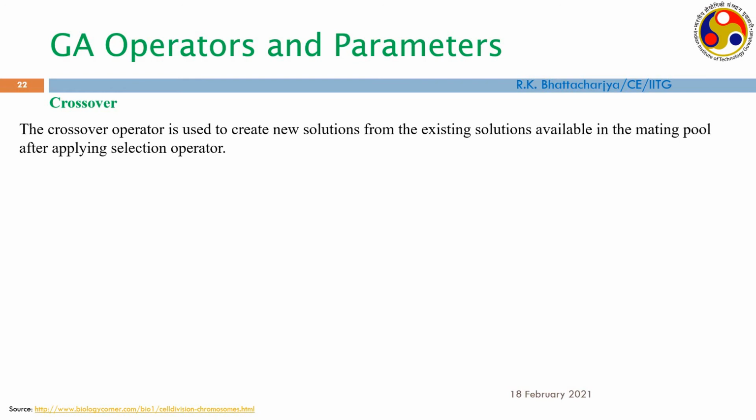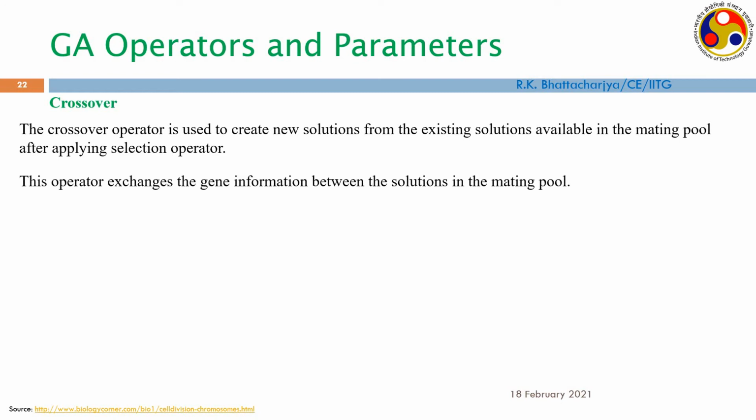The crossover operator is used to create new solutions from the existing solutions available in the mating pool after applying the selection operator. After applying selection, whatever solutions you get, we call that the mating pool, and from that mating pool I would like to create some new solutions using crossover. This operator exchanges the gene information between the solutions in the mating pool.